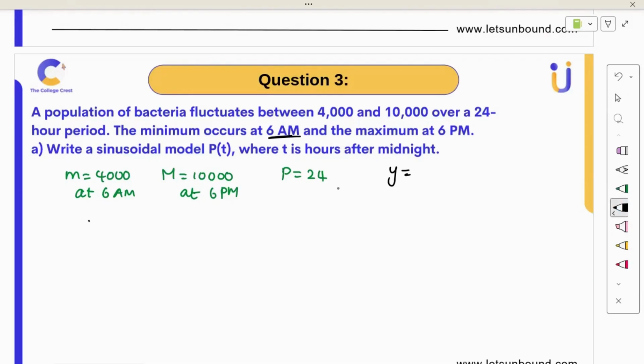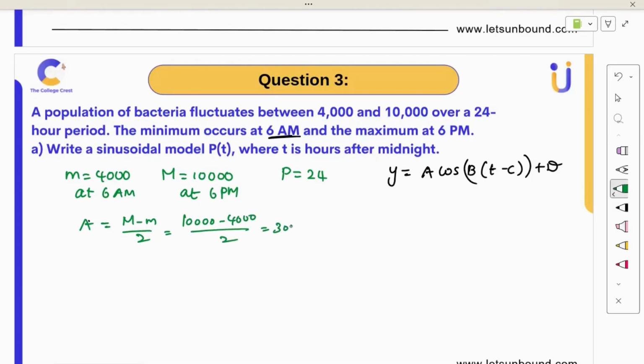So y equals a cos b times t minus c, plus d, right? How will you find a? Maximum minus minimum by 2, right? 10,000 minus 4,000 by 2. 6,000 by 2 is 3,000. How will you find D? Maximum plus minimum by 2. We just add those. 10,000 plus 4,000 by 2 is 7,000.